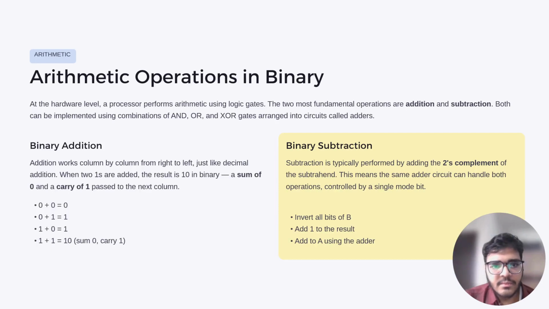Now arithmetic operation in binary. Binary addition follows a simple rule. For example, 1 plus 1 gives a sum of 0 and carry 1. Subtraction is done using 2's complement. This allows the same circuit to perform both operations. As we know about the combinational subtraction and adding circuit, combinational circuit.